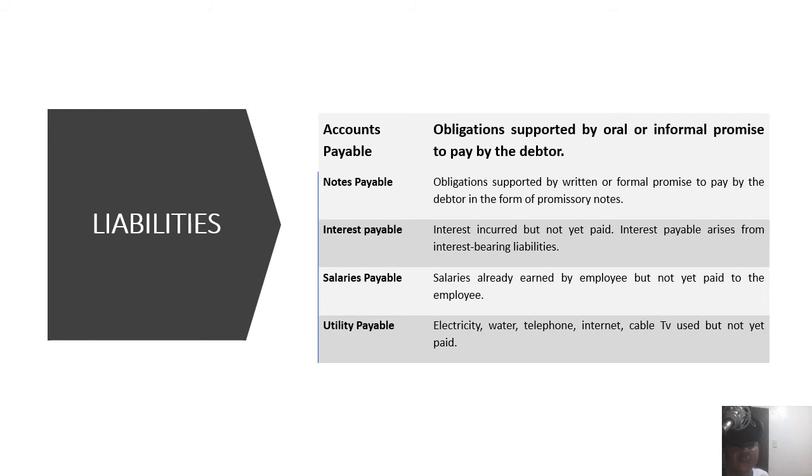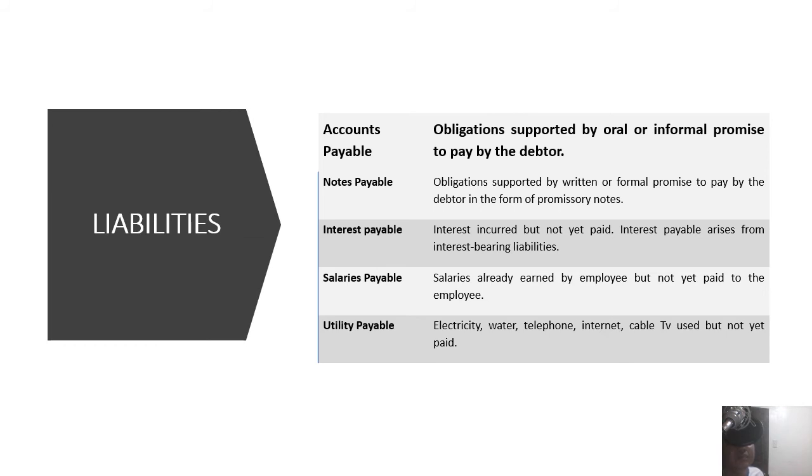Next, utility payable. Electricity, water, telephone, internet, cable, TV, used but not yet paid. So, ganun din. Since may nagamit ka ng kuryente, may nagamit ka ng water, telephone, internet, cable, pero hindi mo pa binayaran, correct? So, magkakaroon ka ngayon ng liability. No? So, itong mga ito ay group na sila as utility payable. Yung electricity, water, telephone, internet, cable, pwede na siyang lump sum as utility payable.